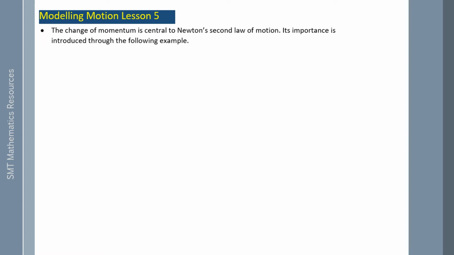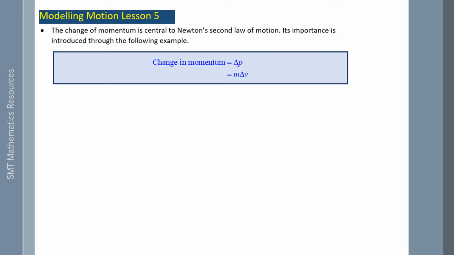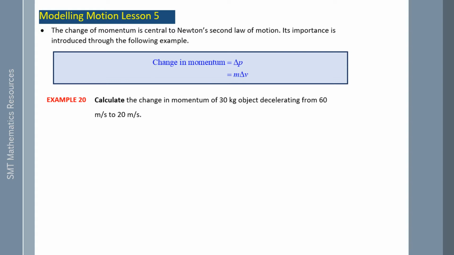The change of momentum is central to Newton's second law of motion. Its importance is introduced through the following example. That is, the change of momentum, delta P, can be expressed as mass times the change in velocity.